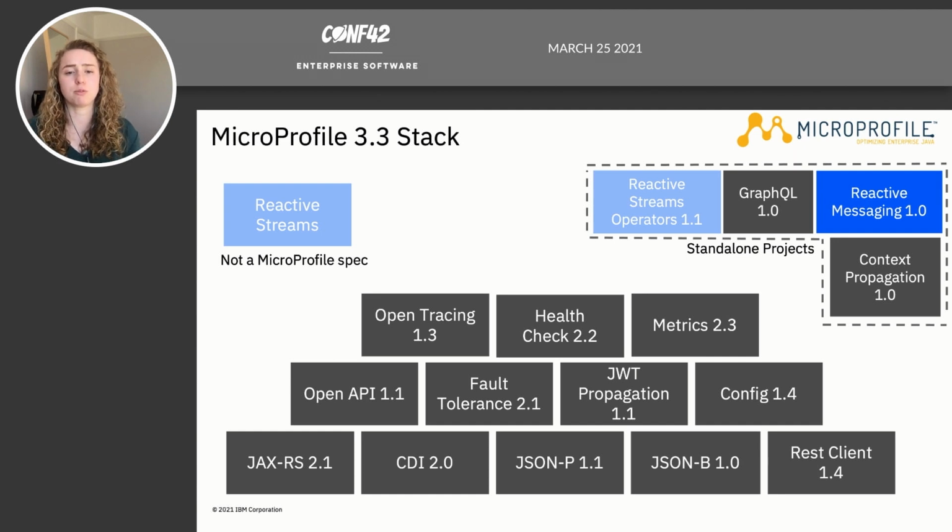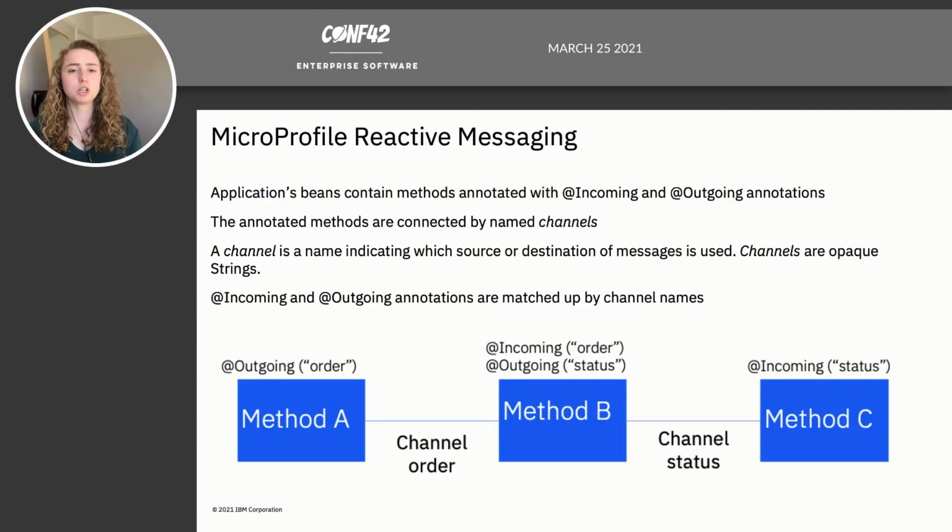So how does MicroProfile reactive messaging actually work? Well, it works by providing annotations for you to utilize on an application's beans methods. So there are incoming and outgoing annotations that you can utilize. And these annotated methods are connected together by something called channels. Now, channels are essentially just opaque strings. If you're connecting internally within your application, it's just called a channel. If you're connecting, say, to an external messaging broker, that channel changes its name to a connector.